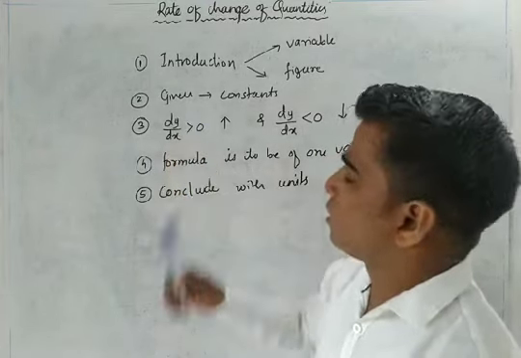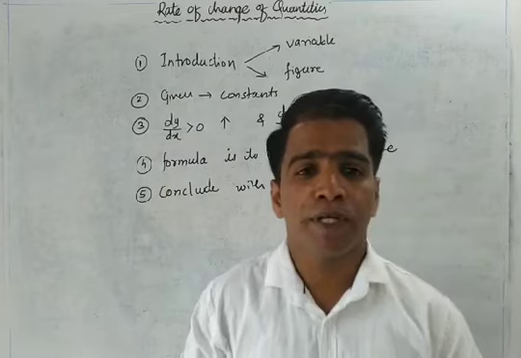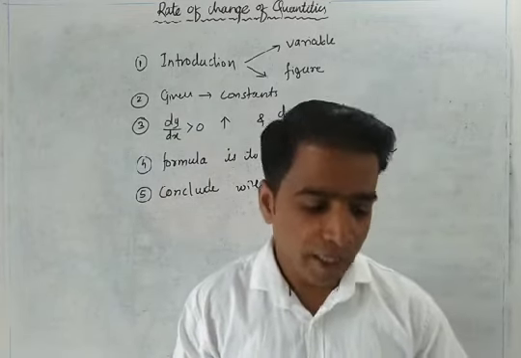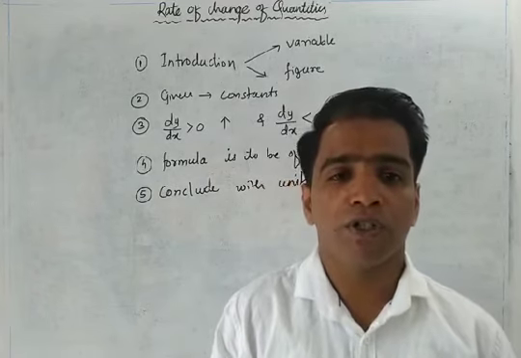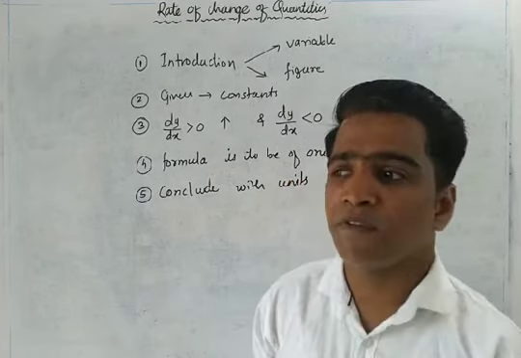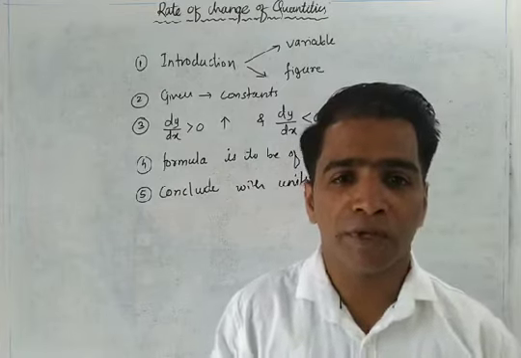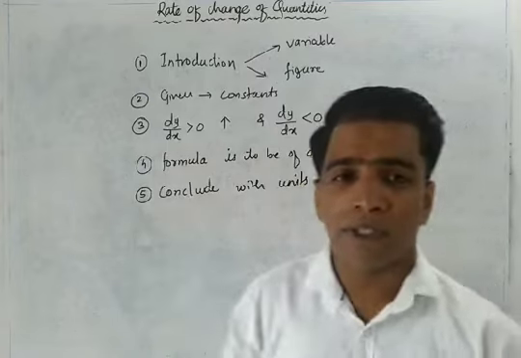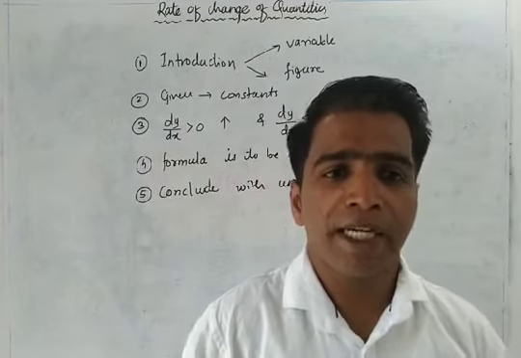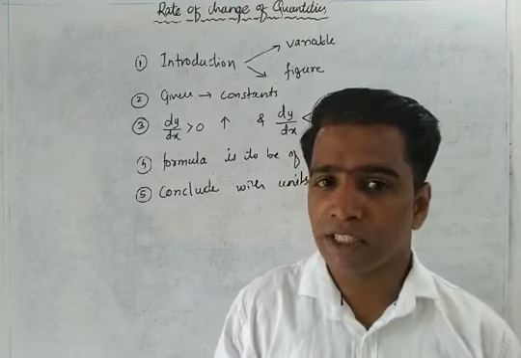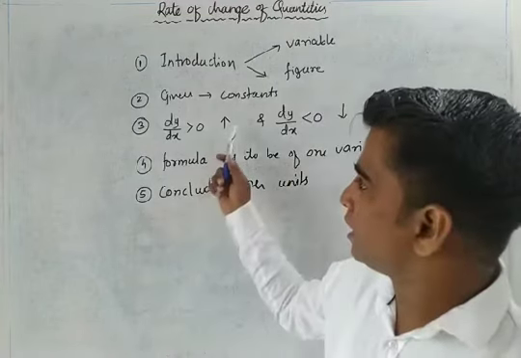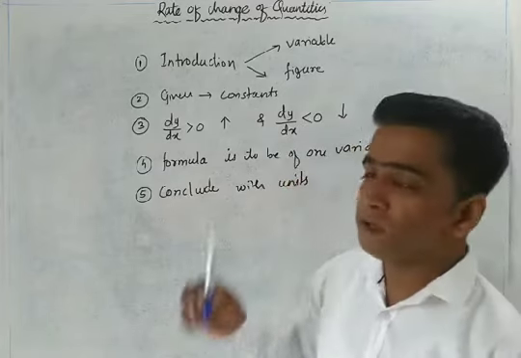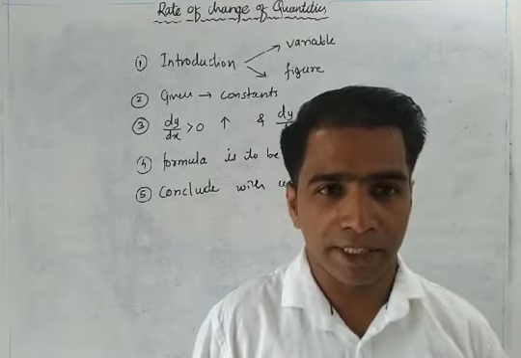Second point: in a given formula, many variables will be there. Out of those, except the variable, the given things I have to assume as constants. So the rest of all the quantities will be constant quantities. Next, third one: if dy by dx, the derivative of y with respect to x, is greater than 0, then the entity is increasing, and if dy by dx is less than 0, then the entity is decreasing.